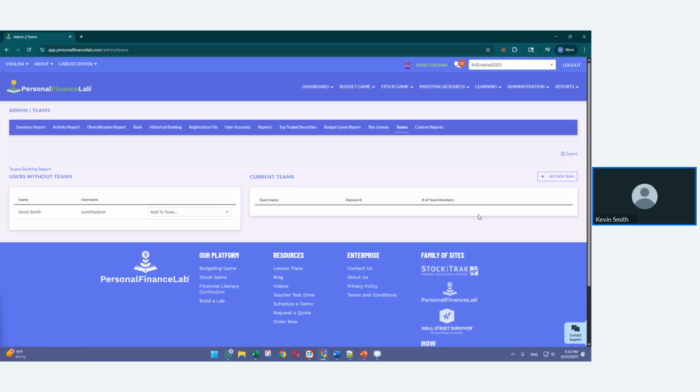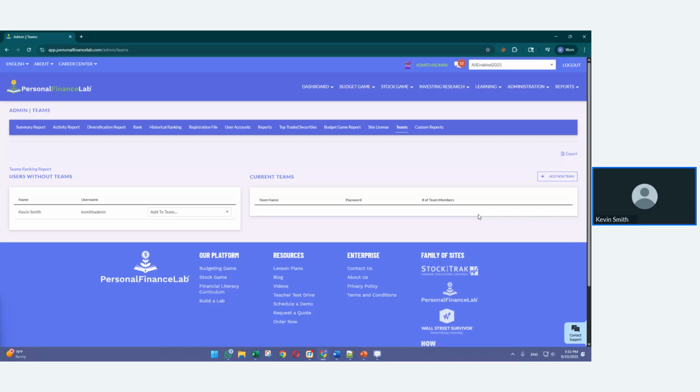And if they're in a team, their portfolios also get aggregated together into one team portfolio. And so they can see what all the other team members have been doing, what the total team portfolio looks like. And importantly, there's also team rankings. So they can see how their team is doing compared to all the other teams in the class.